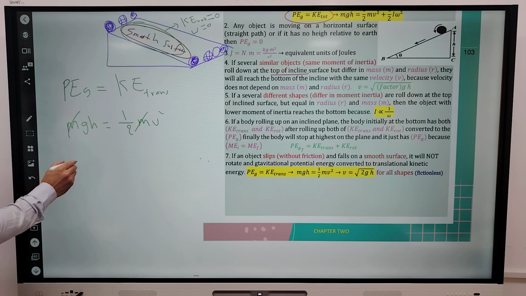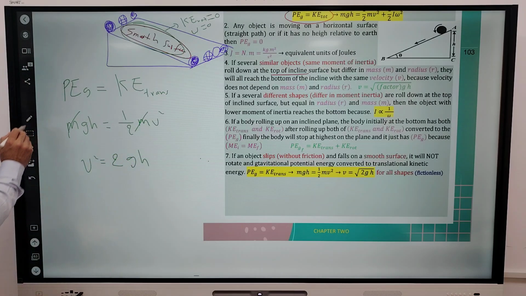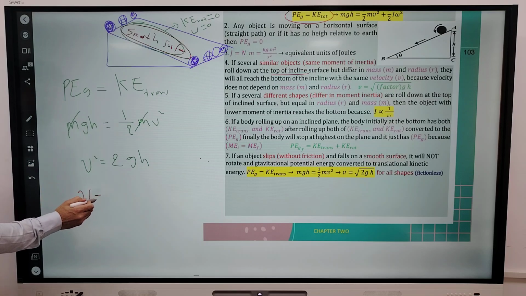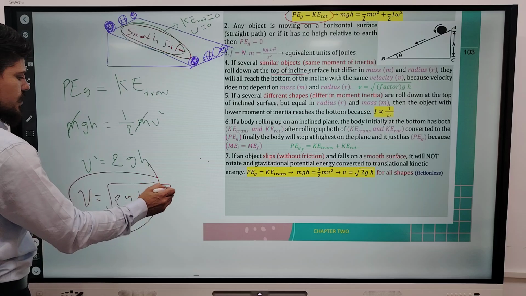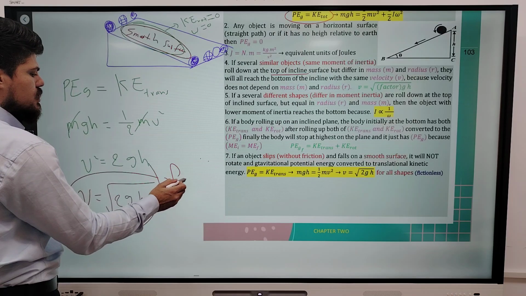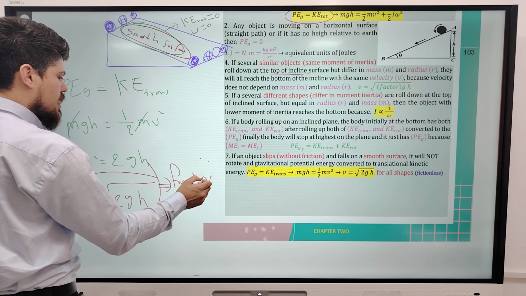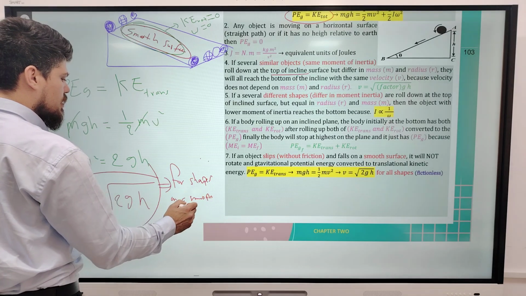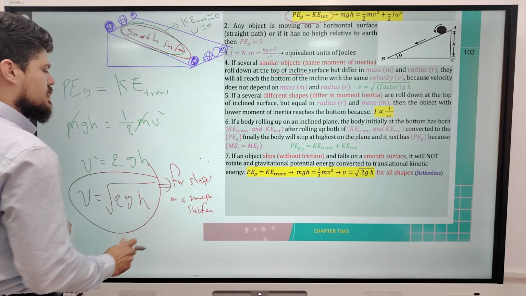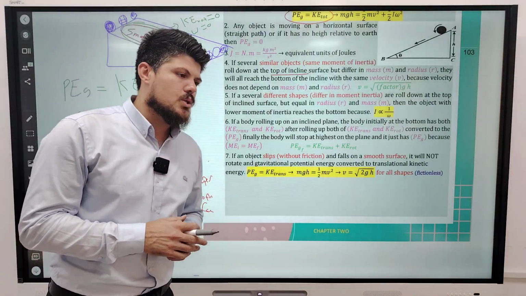Mass with mass cancel. Okay? v² is equal to what? Is equal to 2gh. So take the square root. v is equal to what? √(2gh). This is for which shape? For all shapes. Okay? For all shapes on a smooth surface. Okay? So, which object has more velocity at the bottom of the incline?